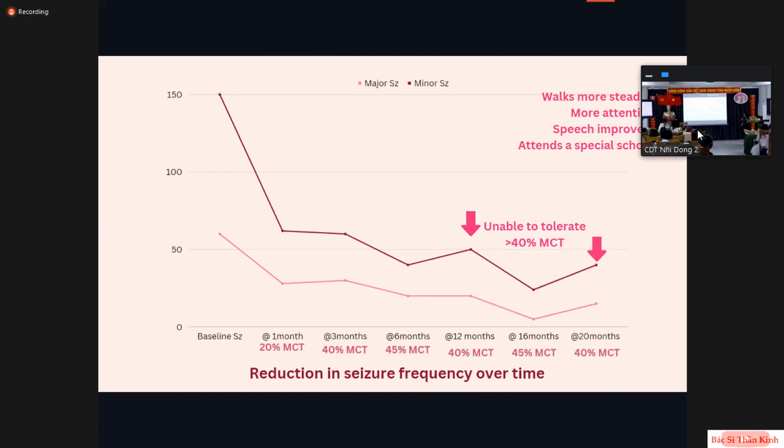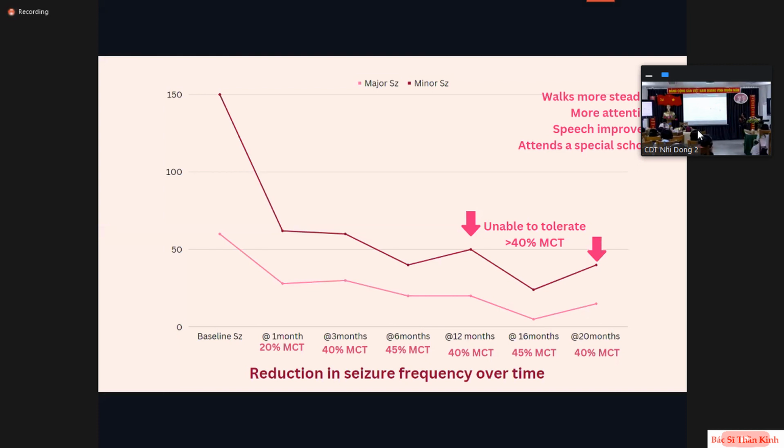So you can see at onset, he had 60 major seizures and 150 minor seizures. And within a month, with just 20% MCT, there was more than 50% reduction of seizure. What's more impressive is when we went up on the amount to 45% MCT, the seizures came down a bit more, but he could not tolerate 45%.